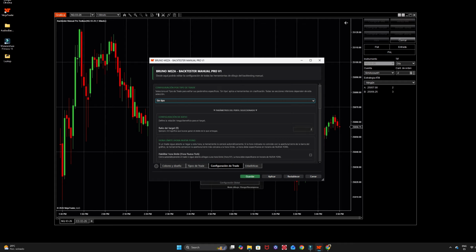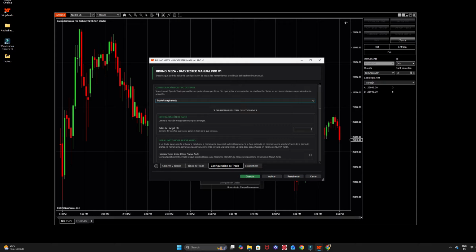To configure the trade types, you must first choose the trade type you want to edit. When you select it, you will start seeing the specific properties for that type, and what you configure there will only affect that trade type. This is useful because in a strategy you don't always manage all entry types the same way. Perhaps a breakout is managed differently than a reversal, and here you can set that.